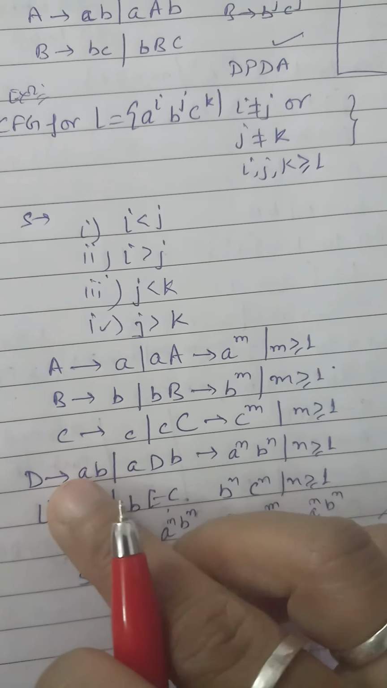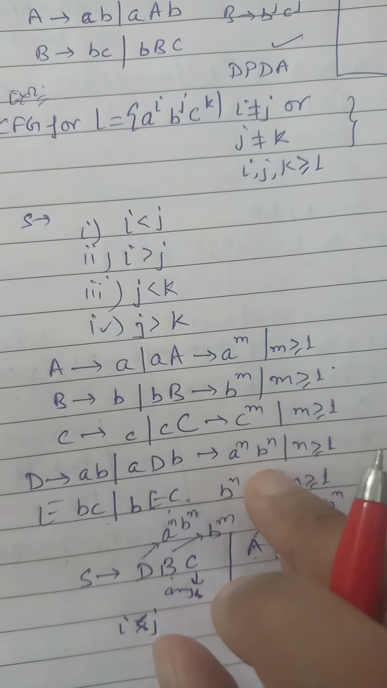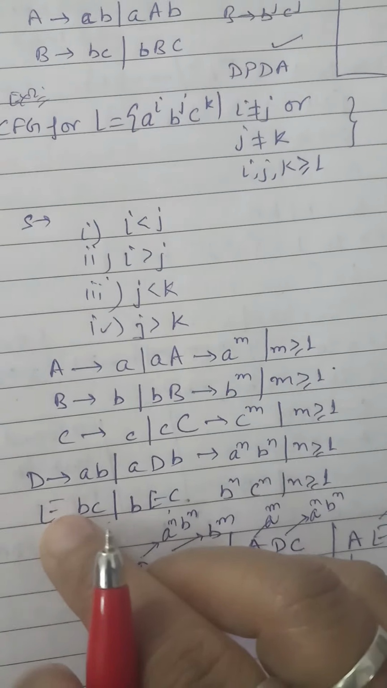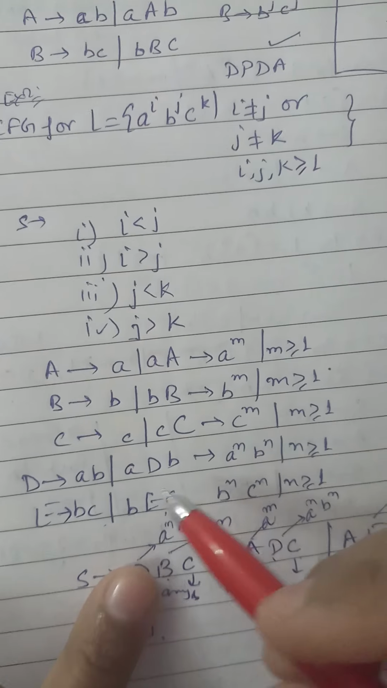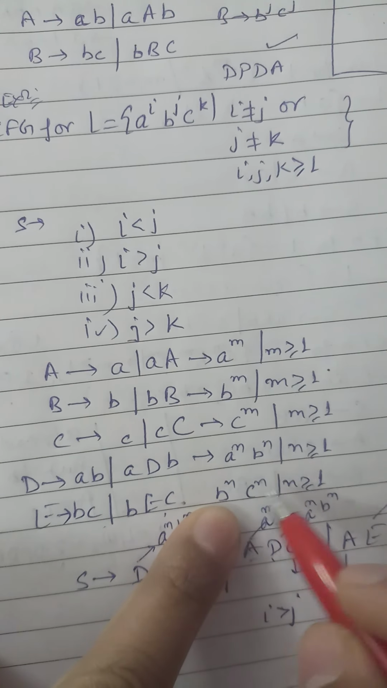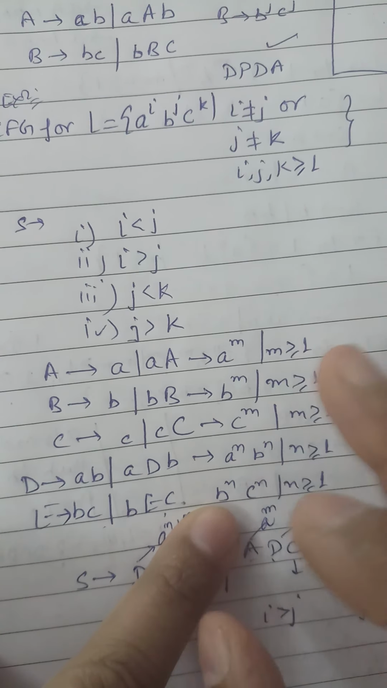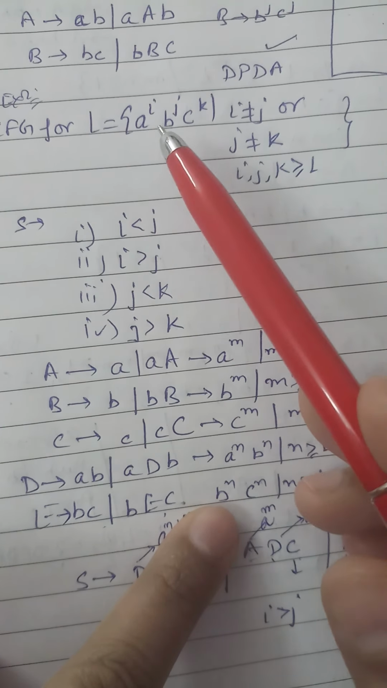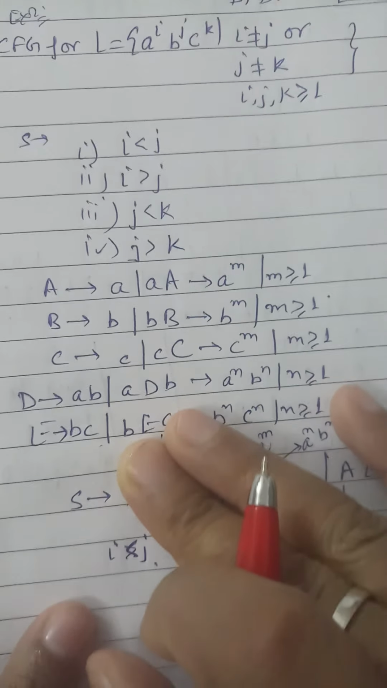Also we can take another variable D, where we can take ab and aDb. This is a to the power n, b to the power n, where n is greater than or equal to 1. And we can take another variable E, where we are taking the combination of bc and bEc. So this will be b to the power n, c to the power n, where n is greater than or equal to 1. So finally we write all the permutation combinations regarding this, because here it depends on the powers of a, b, c. So finally what can be the grammar?